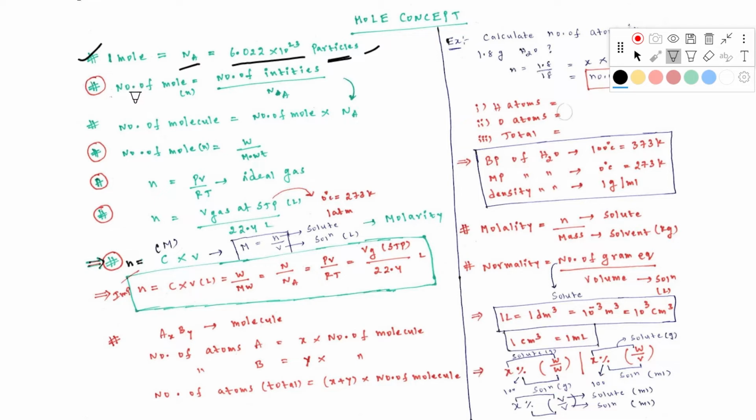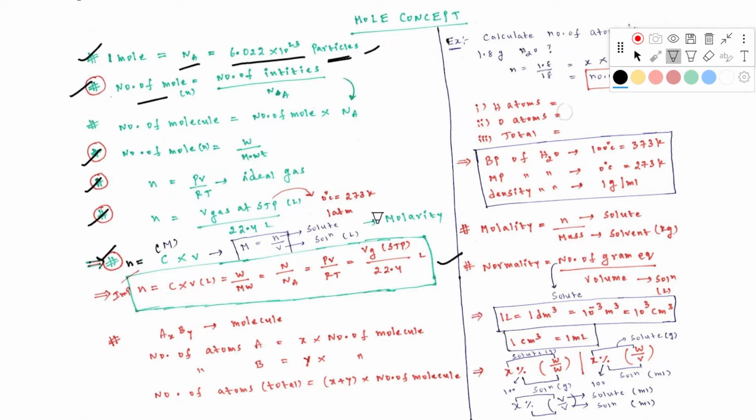Second, number of moles. We have totally 5 formulas on this number of moles. This is the first formula. This is the second formula. This is third. This is fourth. This is fifth. Okay. These 5 formulas are very, very important in mole concept, and I have given all 5 formulas combinedly again here.